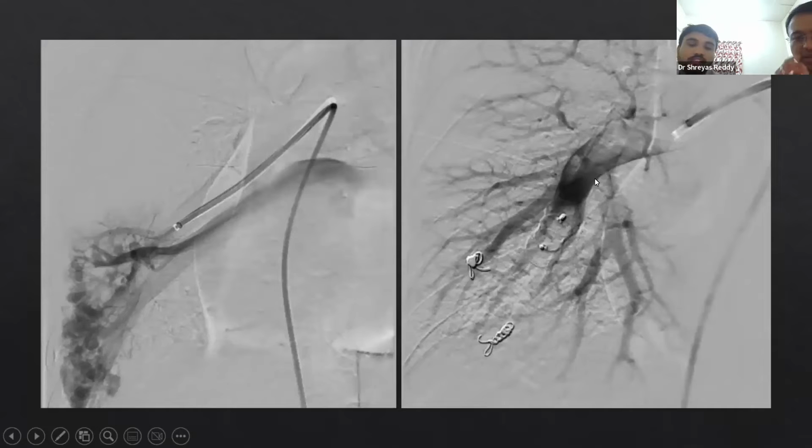And it doesn't matter, we are not going to kill the lung, and there won't be any infection, because this lung is somehow not perfused properly because of the fistula and shunting. So it doesn't matter if you block it. Fine, Shreyas. Can we go to the next case fast?